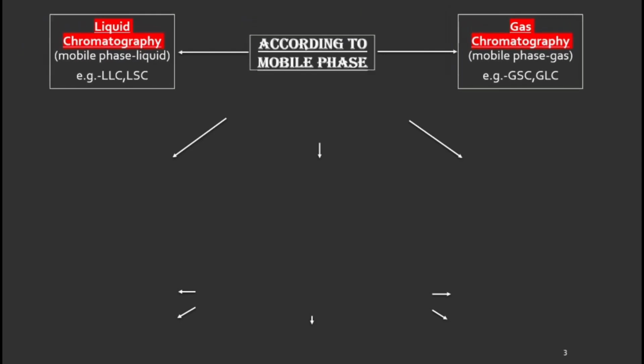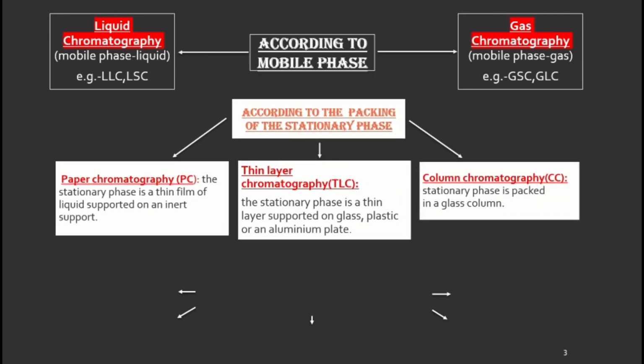Now, I will describe the classification of chromatography. First, according to the mobile phase: liquid chromatography and gas chromatography. For example, liquid chromatography includes liquid-liquid and liquid-solid chromatography. For gas chromatography, gas-solid chromatography and gas-liquid chromatography. According to the packing of the stationary phase: paper chromatography, thin layer chromatography and column chromatography.